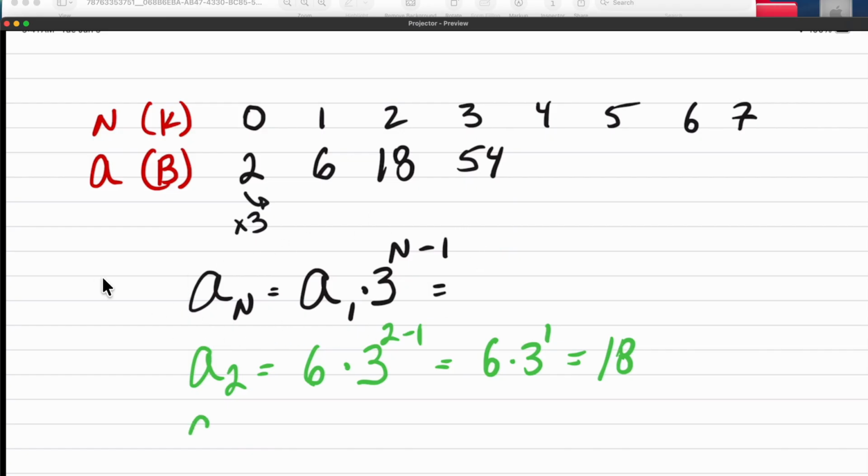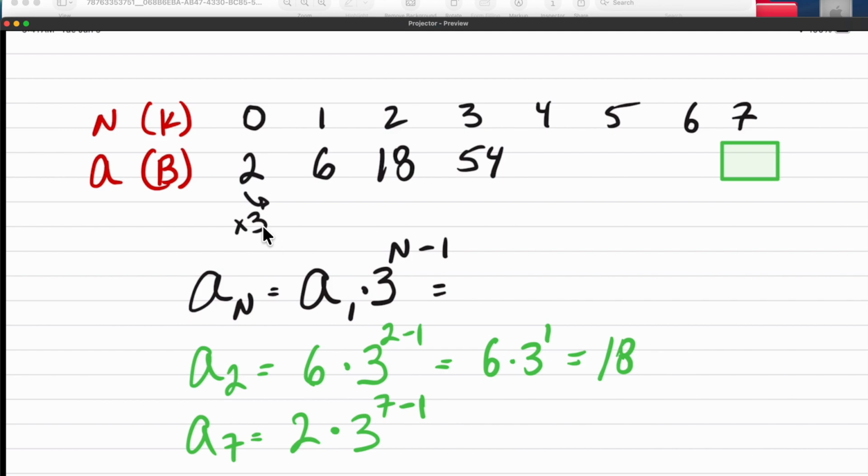So let's do it now for the 7th, because that's what they want. The amount at the 7th position should be the amount at the first position, which is 2, times 3 raised to the 7 minus 1. Again, these are n values. This is an A value. That's the amount at position 1. The 2, I'm sorry. The amount at position 1 should be a 6.